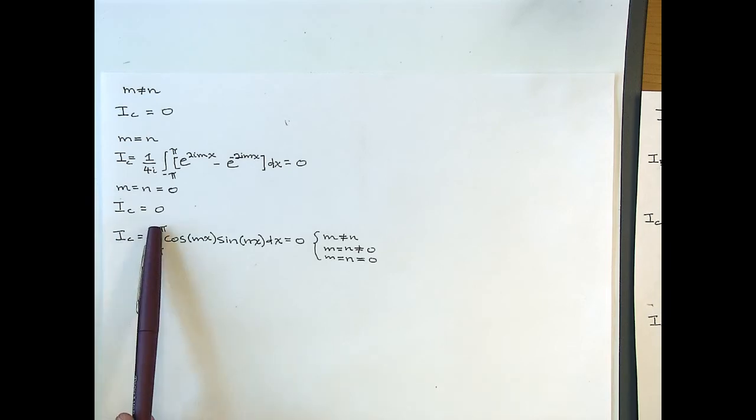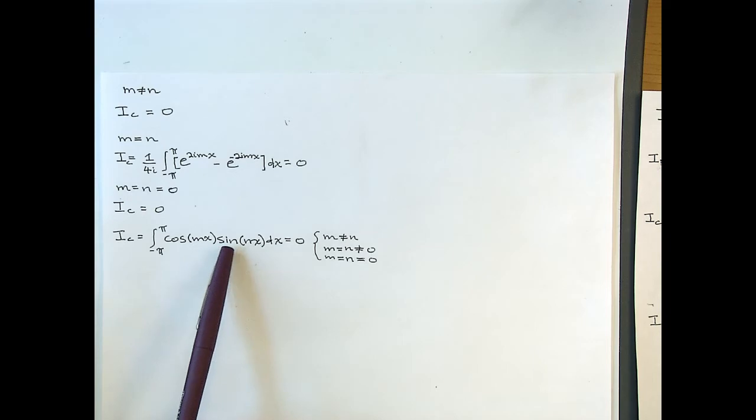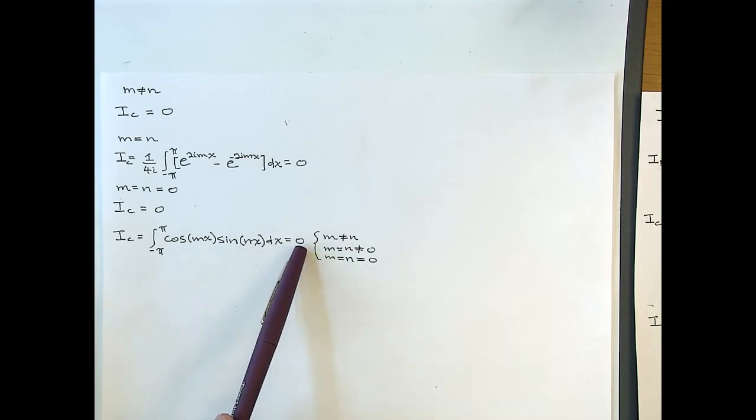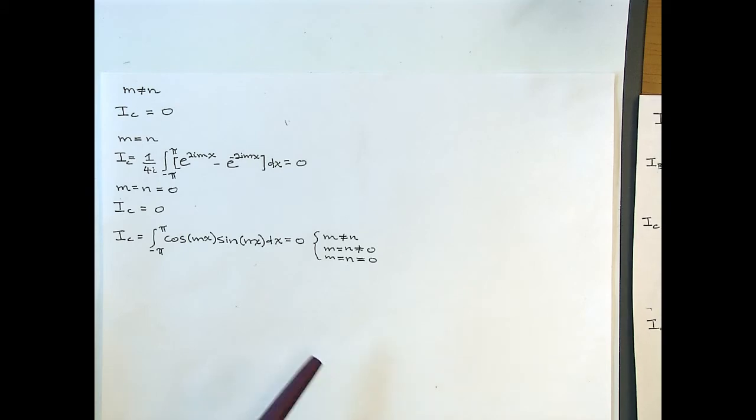So this integral IC, which is the integral from negative pi to pi of cosine of mx times sine of nx dx, is equal to 0 no matter what m and n are. So that is the third integral.